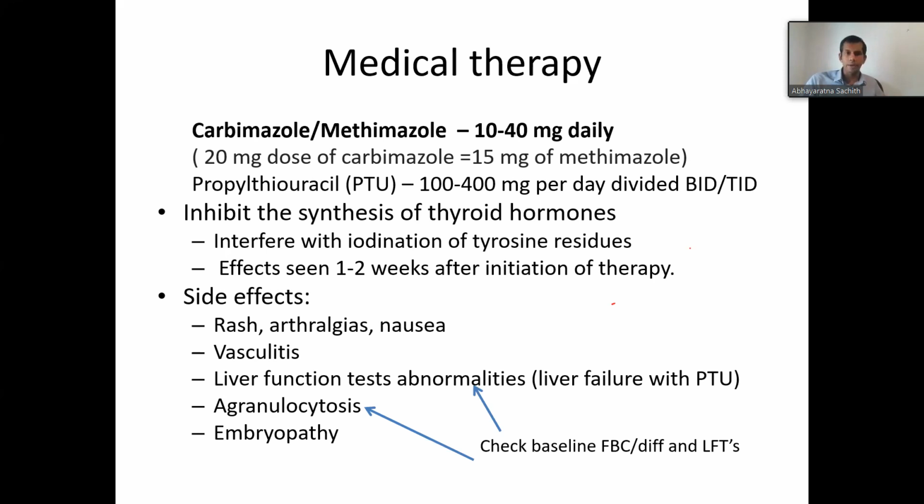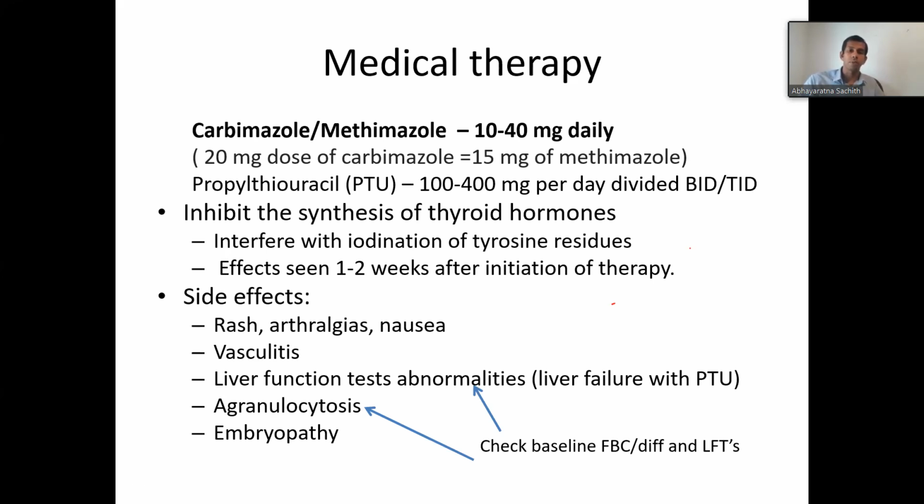And then other side effects: they can get rashes, arthralgias, GI side effects are common. Then vasculitis, especially with PTU, and liver function abnormalities. One of the main side effects is liver failure with PTU, mostly with PTU. Carbimazole can also cause liver issues, mainly cholestatic type of jaundice. It's less severe than PTU. And then agranulocytosis can happen with both treatments.